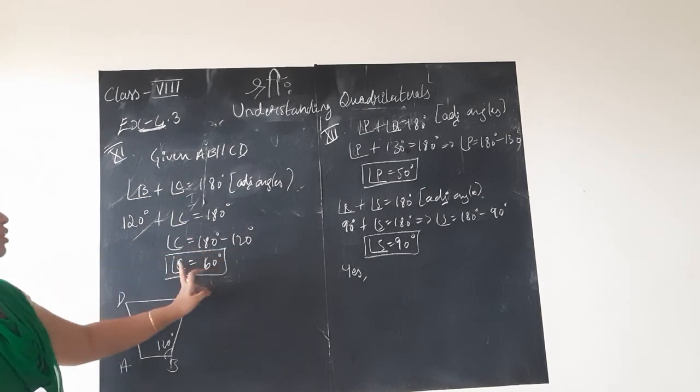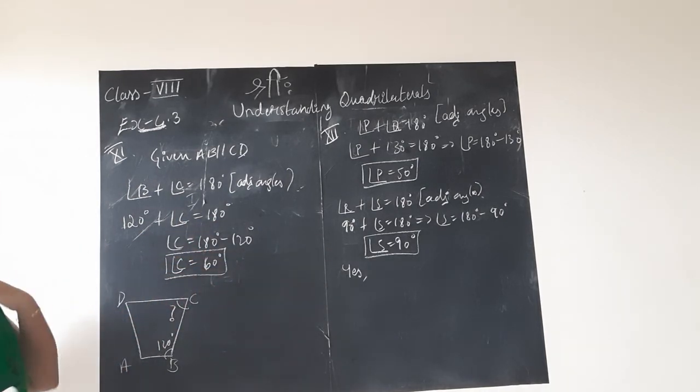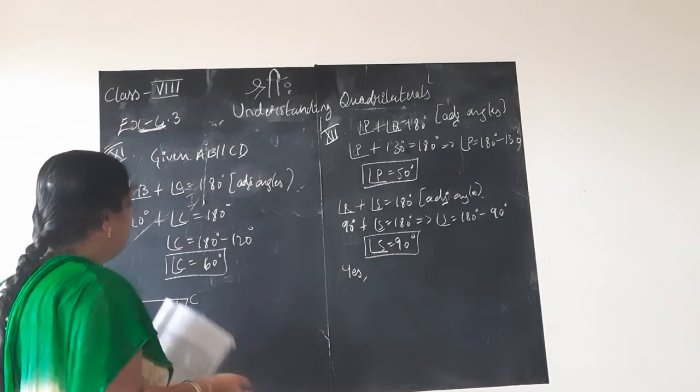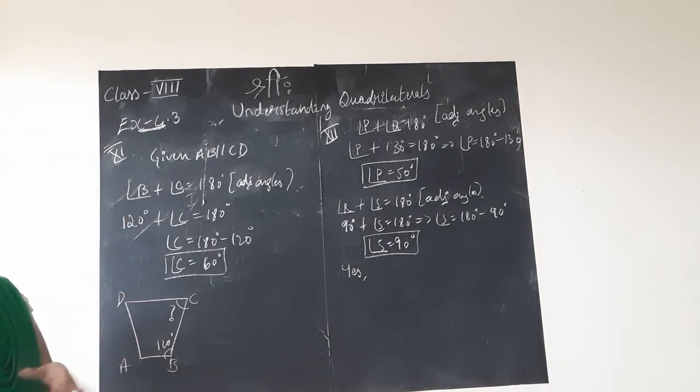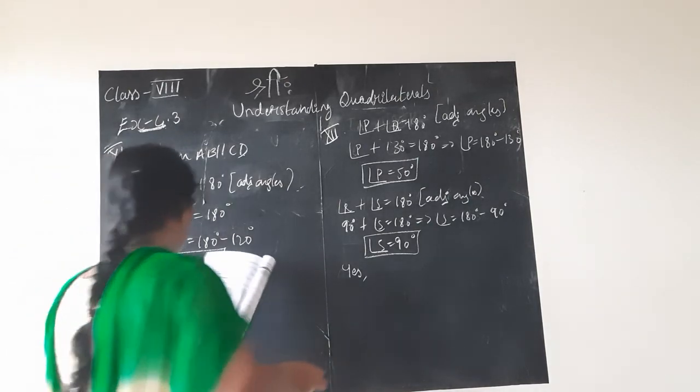C is 180 minus 120, and C is clearly 60 degrees, children. So we find out angle C. That's also very simple. Next we shall solve the last problem.